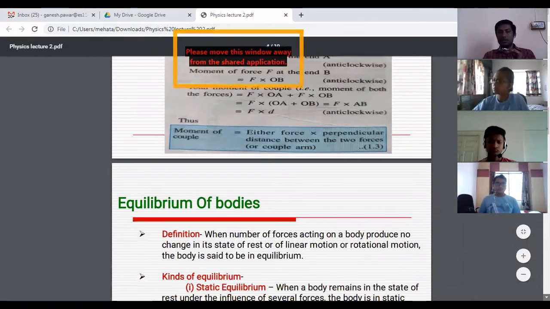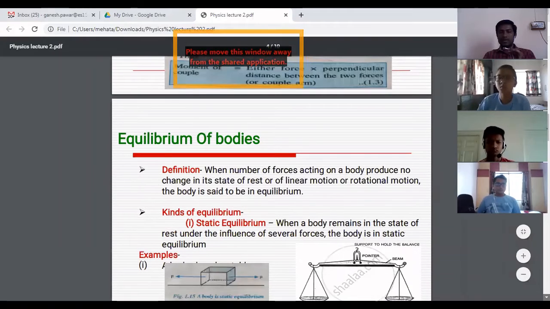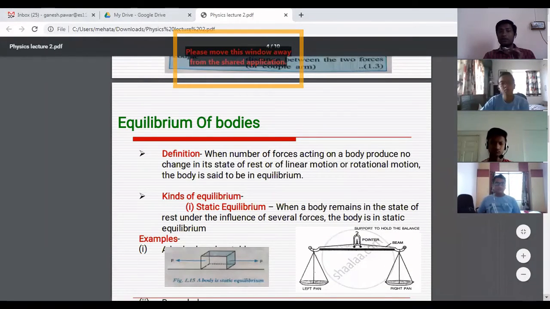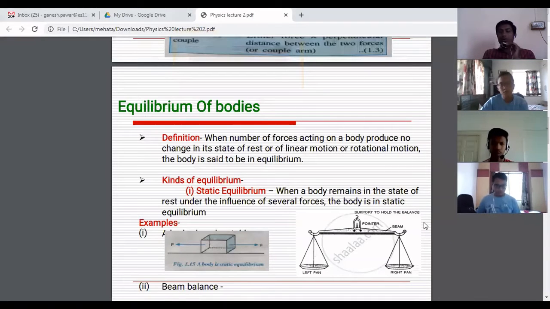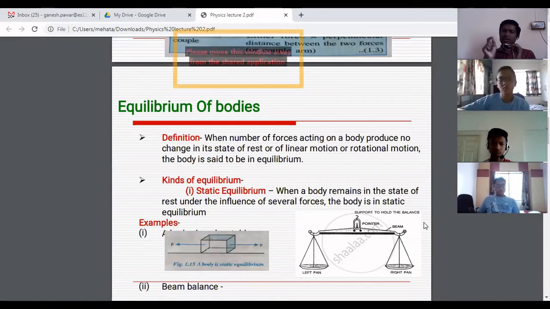Now we'll switch to our next point, and that is a very, very important point: the concept of equilibrium of bodies. Now, can anyone tell me what is the meaning of the word equilibrium from the physics point of view?